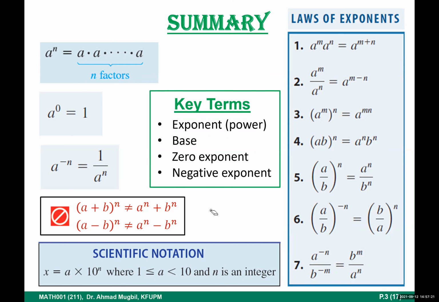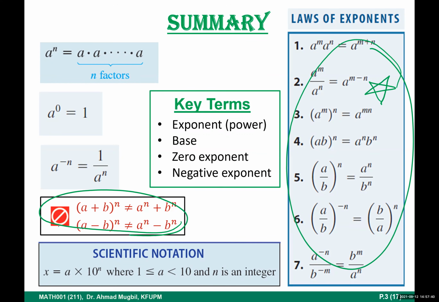I believe, Ya Shabab, that we are done with this section, and this is the summary of section P3. It was a very short and interesting section. Look at the key terms. How many key terms, how many vocabulary words do you need to know from this section? Only 4. This is what I told you at the beginning, Ya Shabab. Now, the most important part that we will still talk about until the end of the course is this part, the laws of exponents.